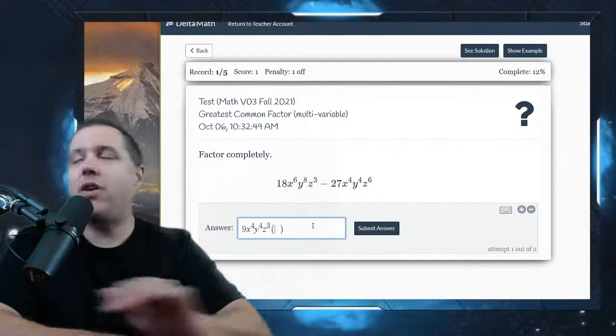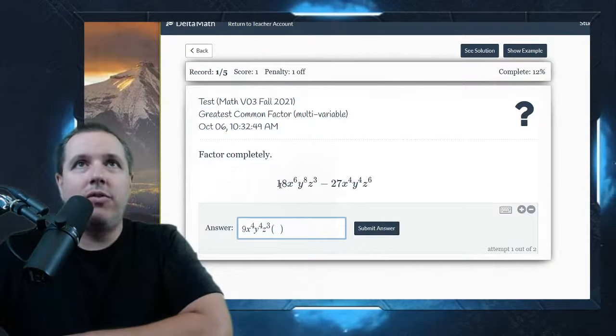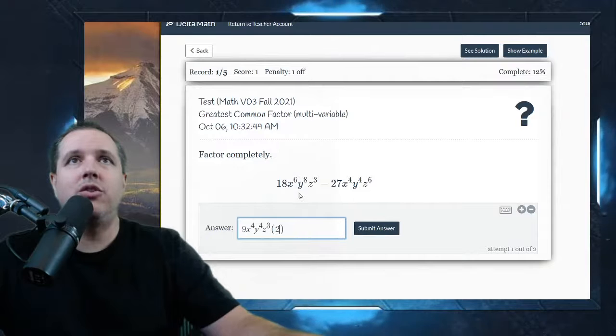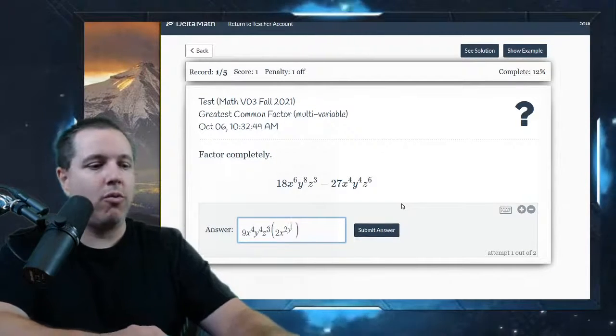Now we just have to figure out what is left. What's left in the first term? Well, we divided a 9 out, so that's leaving us with a 2. We have 2 more x's. We have 4 more y's.